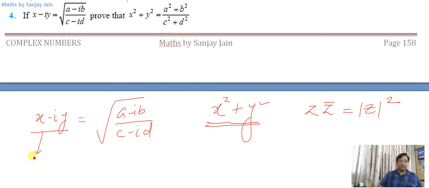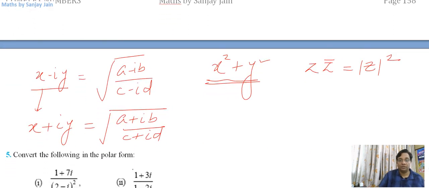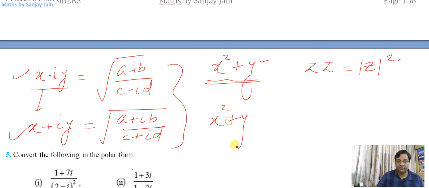Right? So what is the conjugate of this? x plus iota y, which is equal to the conjugate of the right hand side, that is (a plus iota b) by (c plus iota d). So wherever you see iota, you replace it with minus iota. That's it. You will have the conjugate. Now I'll multiply this and this. So on the left hand side, multiplying these, I'll have x squared plus y squared, right? z into z bar, and it will be equal to mod z squared.